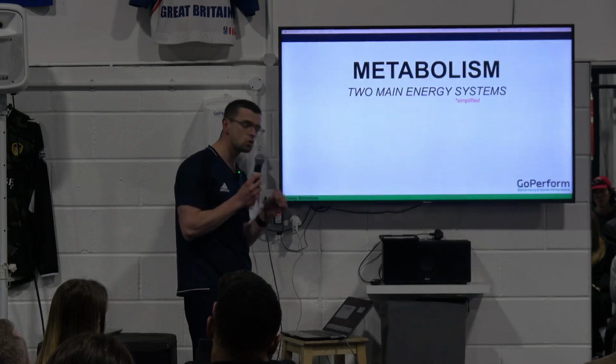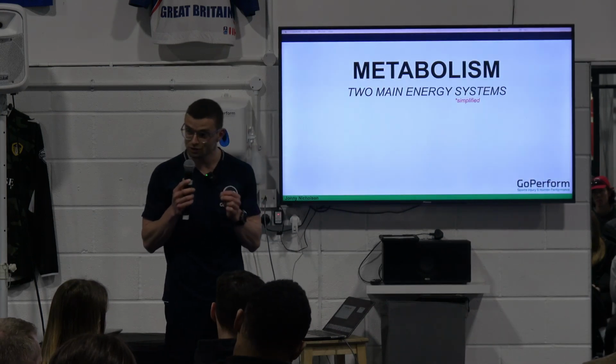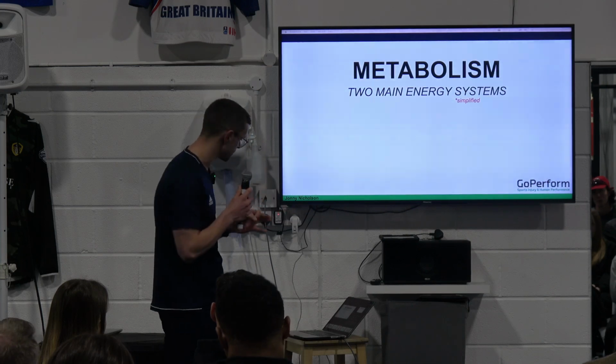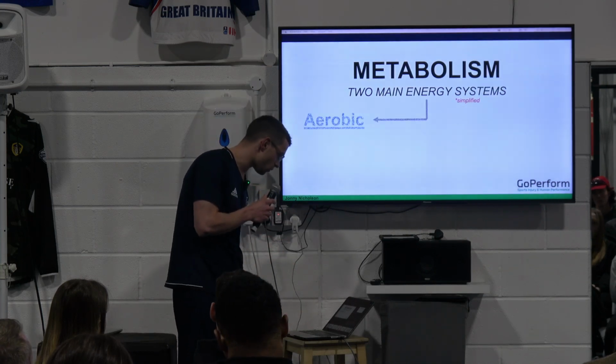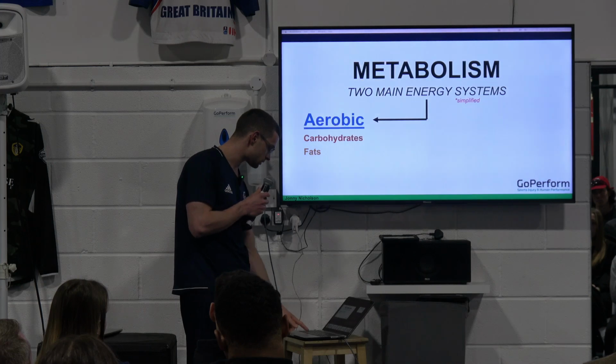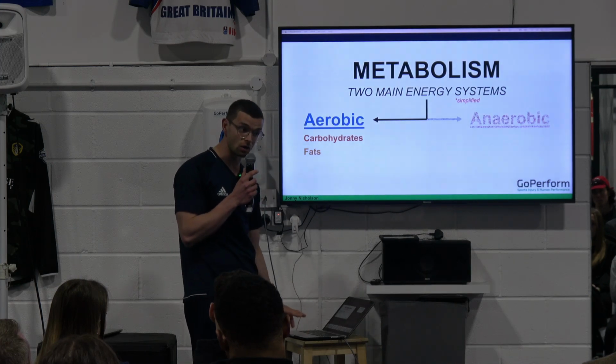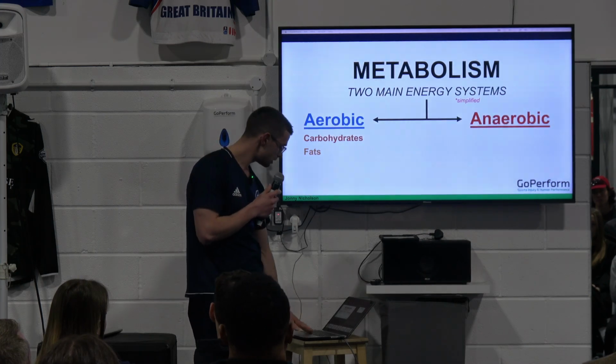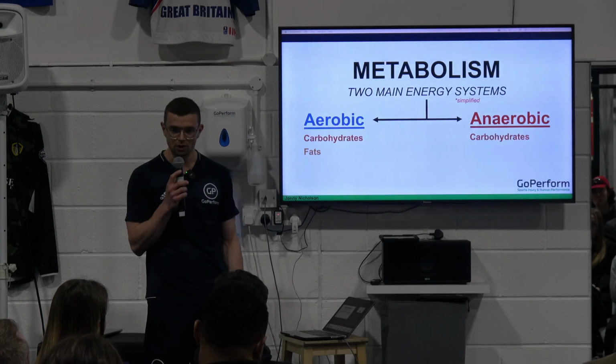So there are two main energy systems that your body uses to do this. Two main ones that I'm going to talk about, and I'm breaking it down into these two. You've got aerobic and anaerobic. So aerobic mostly uses fats and carbohydrates, whereas anaerobic mostly uses carbohydrates.